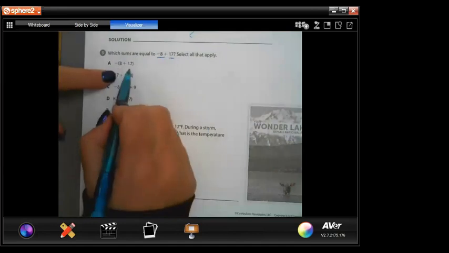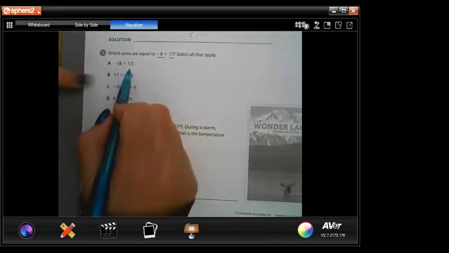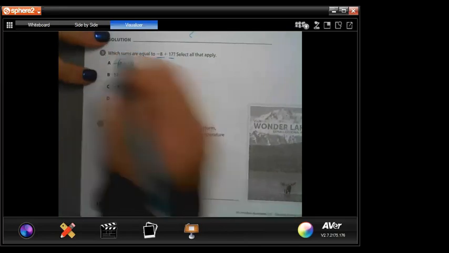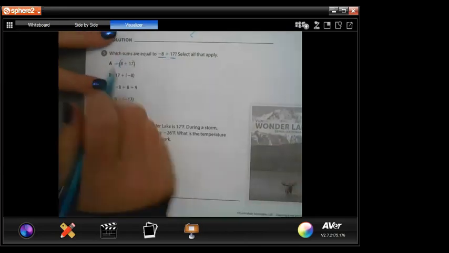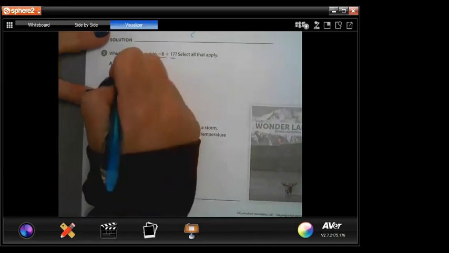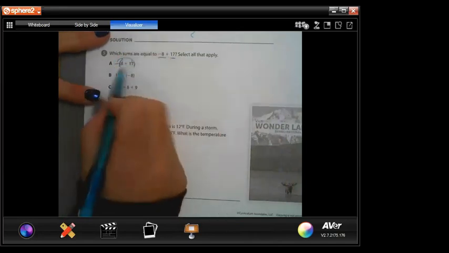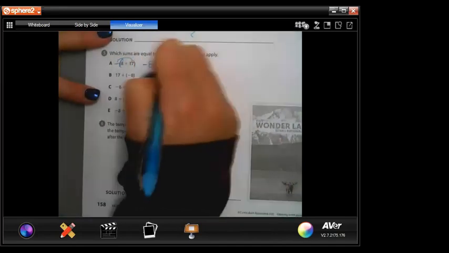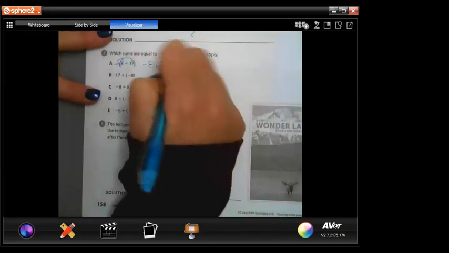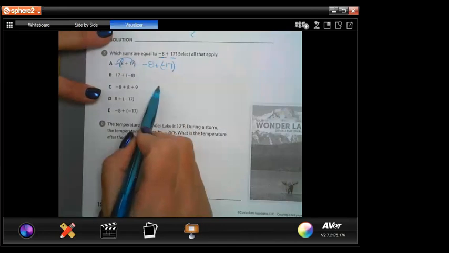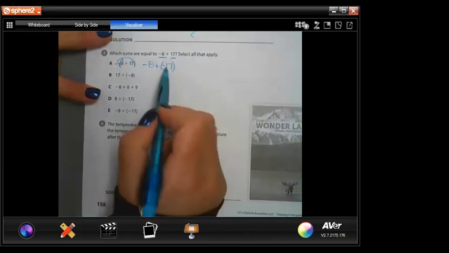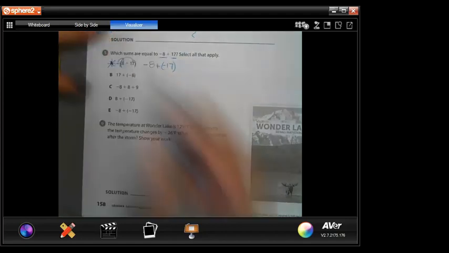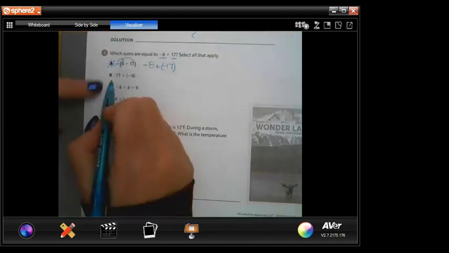Now, we haven't talked about the distributive property, but when you have parentheses around this and a negative sign out in front, really what that means is that you're going to multiply that negative sign by everything inside. So this really turns out to be a negative 8 plus a negative 17. That's not like this one, because this 17 is a negative and in our problem it's a positive. So sorry, A, you don't get a play. Okay, look at this one.